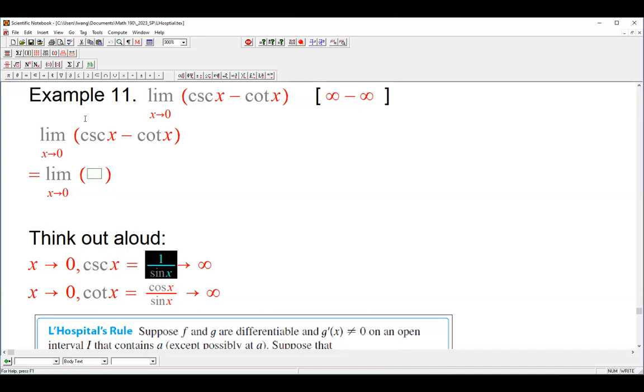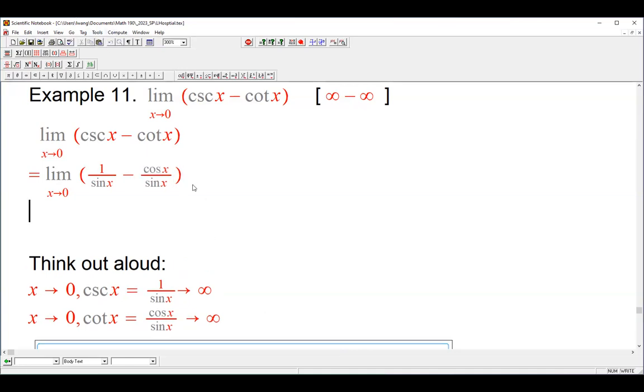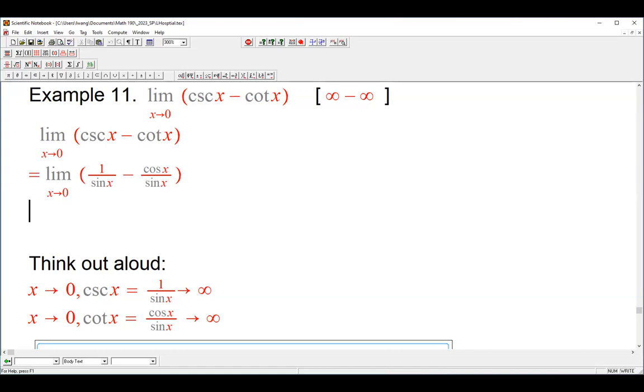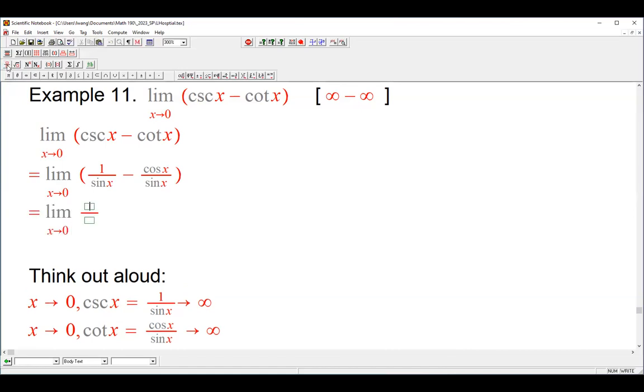So we can replace cosecant x by 1 over sine x, subtracting cotangent x replaced by its equal, right? And then we actually get the same denominator. After we get the same denominator, we can use the common denominator, which is sine x, and we just subtract cosine x, with denominator sine x. So we have a 0 over 0 form.